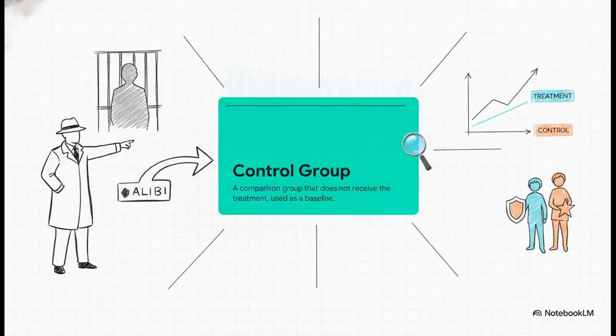Next up, our second tool is the control group. So if the treatment is our primary suspect, the control group is our ultimate alibi. This is a comparison group that does not receive that experimental treatment. Instead, they might just get the standard instruction or maybe an alternative treatment. But they provide this absolutely crucial baseline against which we can judge the treatment group's outcome. Without a control group, we've honestly got nothing to compare our results to.